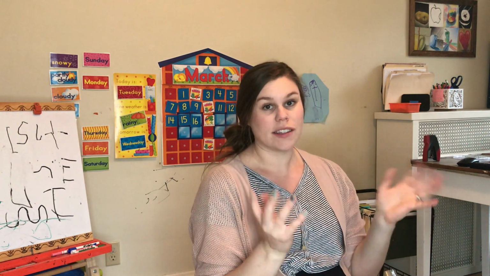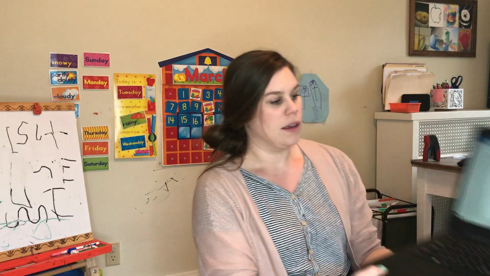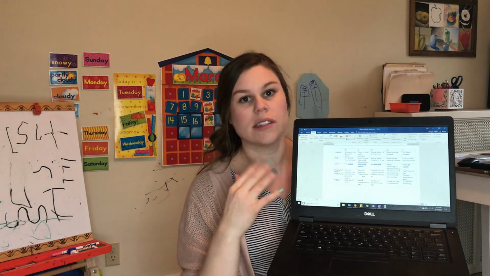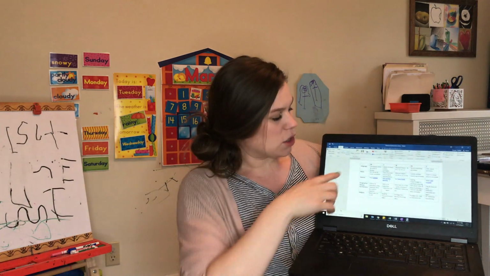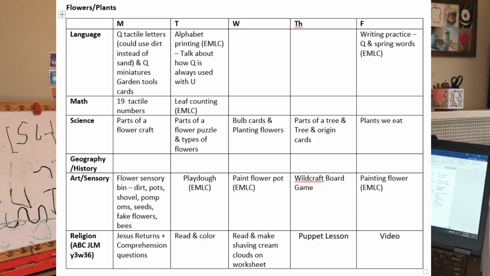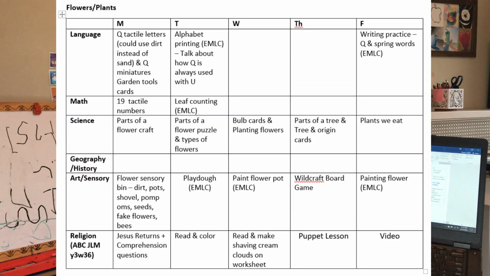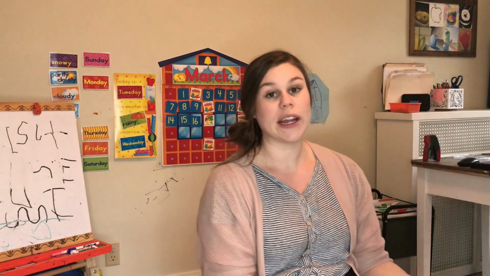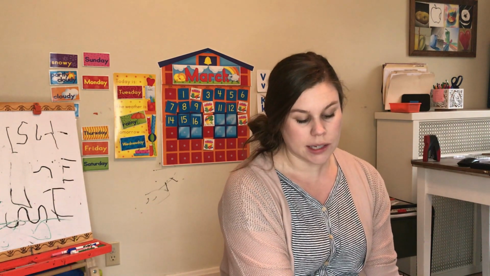So for the planning aspect, every week, I sit down and I just go through my lesson plan and try to fill in each box. So I'll show you what that looks like, briefly here. It's basically just a little square, and it has language, math, science, geography, history, art, sensory, and religion. So I try to put something in each box for that week's theme.